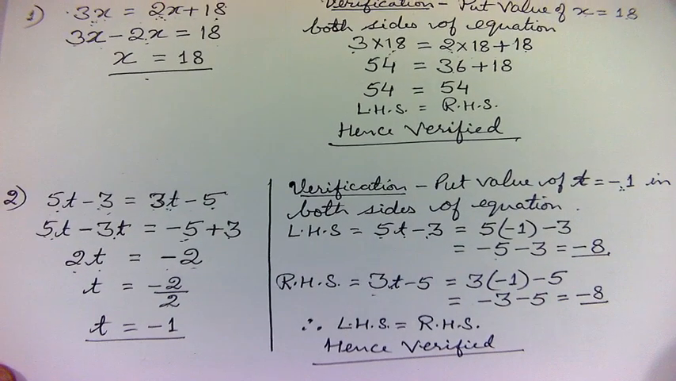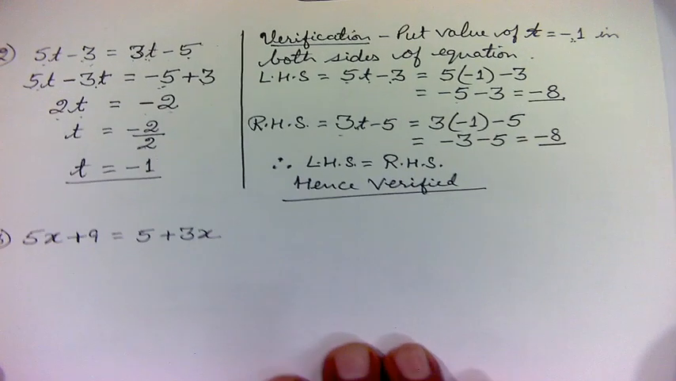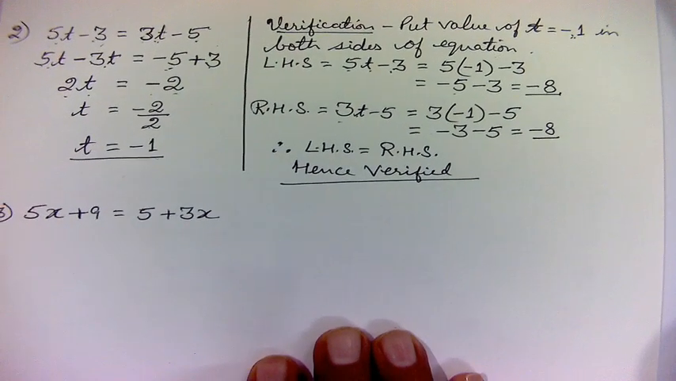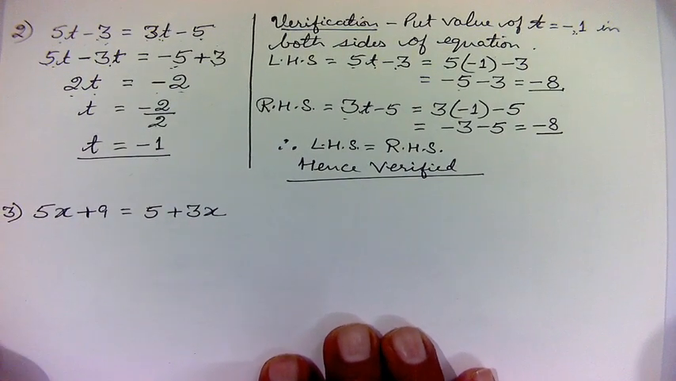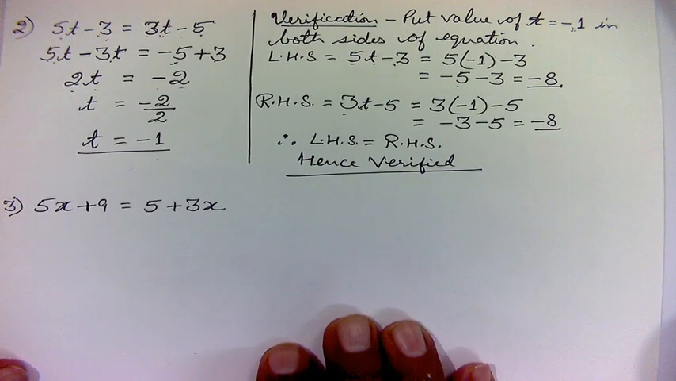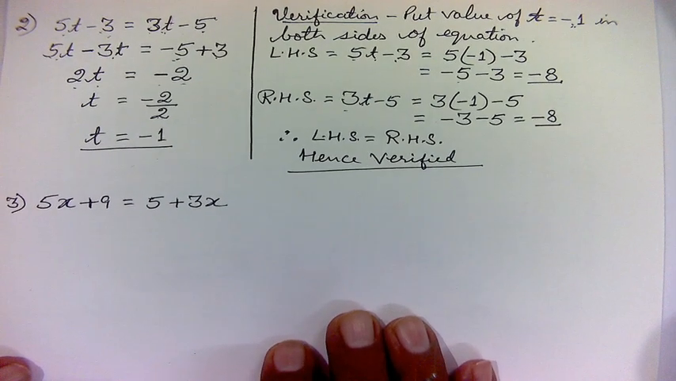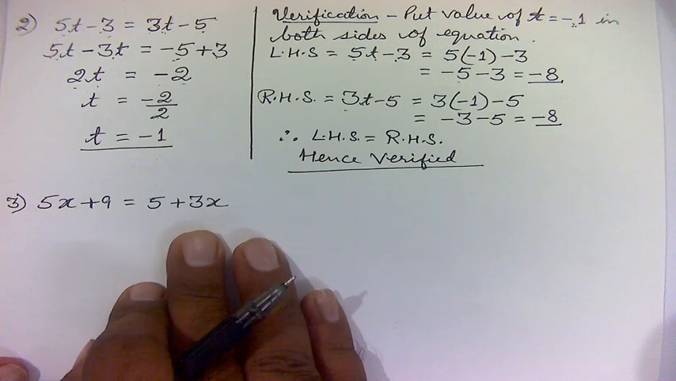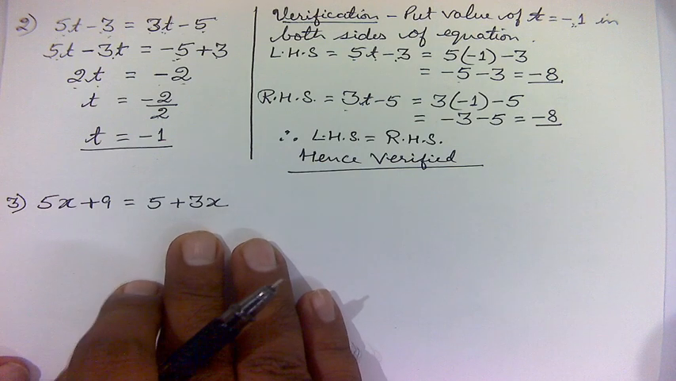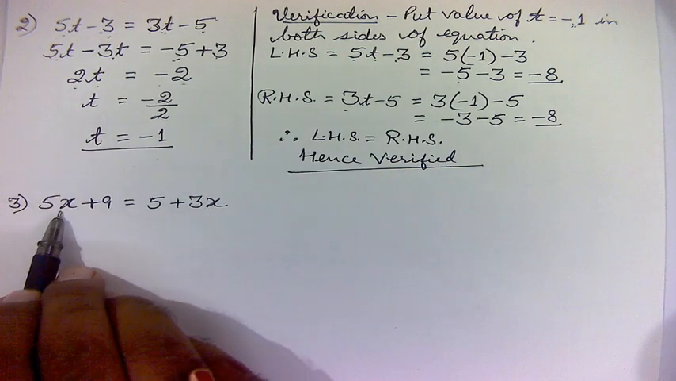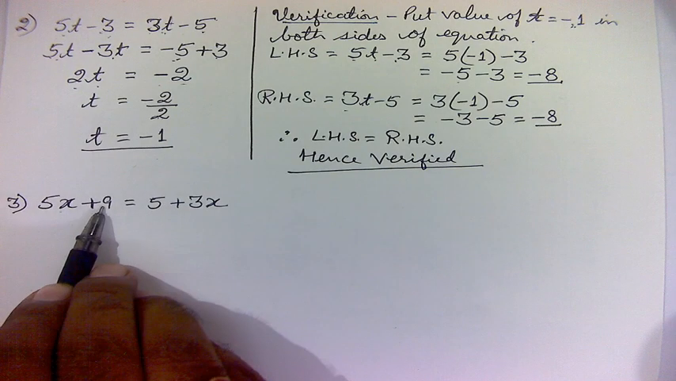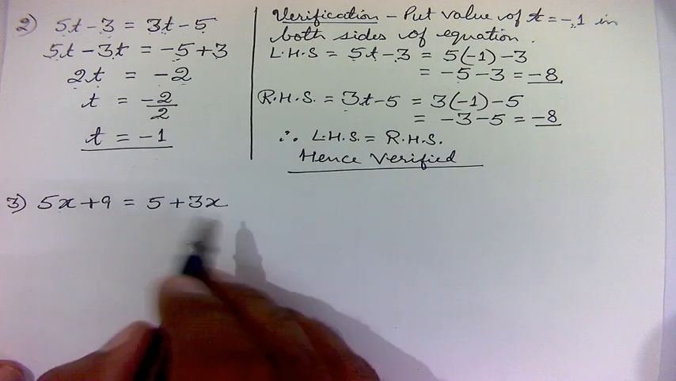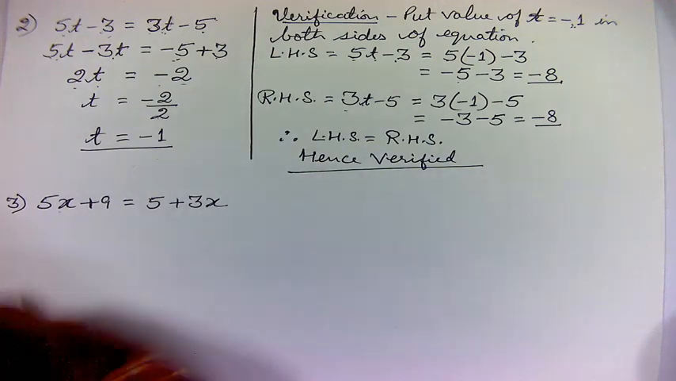So this is your second question. Now let's move towards the third part, the third question of this. Now the third question is 5x plus 9 equals 5 plus 3x. Again you see here there are variables on both the sides, there are constants on both the sides. So again we are going to solve it the same way.